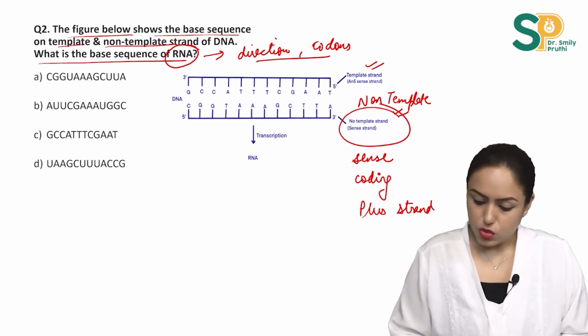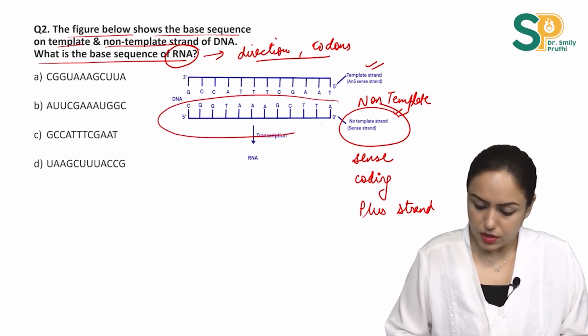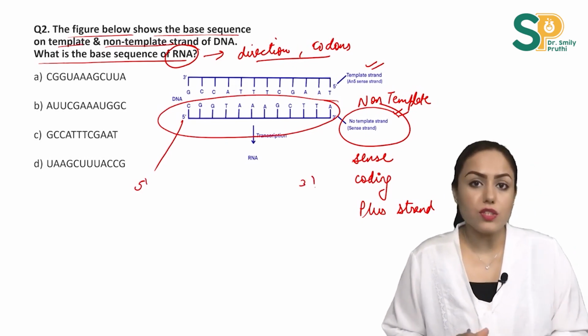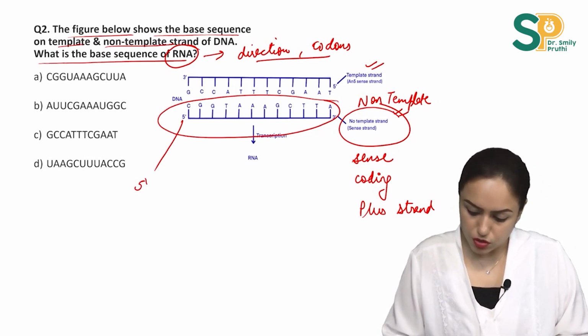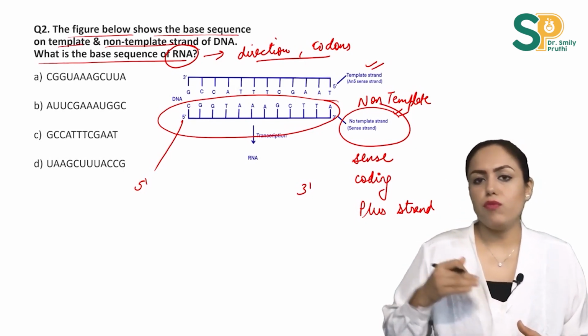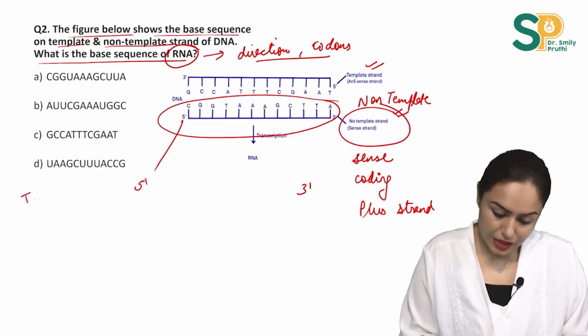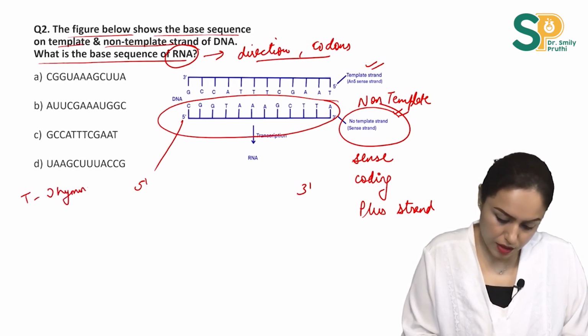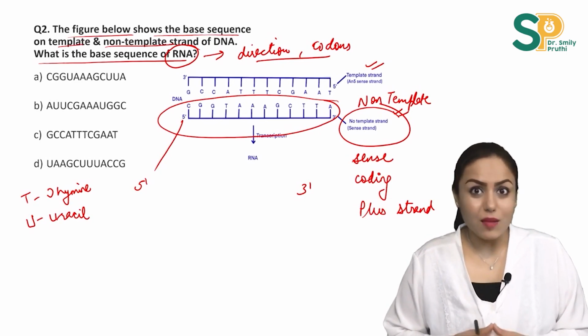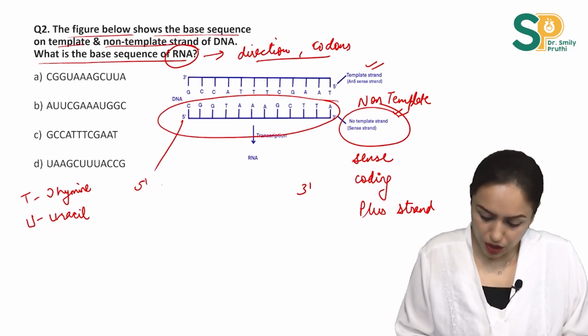Now, it is very easy: we will take this strand, we will take the direction the same, 5' here, 3' here, right? We just have to replace T with U because thymine is there in DNA and uracil is there in RNA. Okay, so we will be having C, G, G, U.